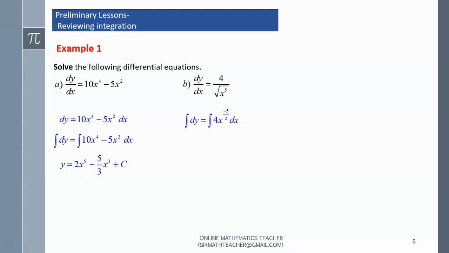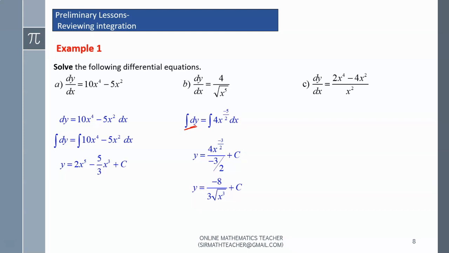Separating the variables and integrating the left-hand side and the right-hand side. Left-hand side, the integral of dy is going to become y. We add 1 to the negative 5 over 2. You're going to have negative 3 over 2. We also divide by that. Simplifying that, we get negative 8 over 3 lots of root x cubed plus c.